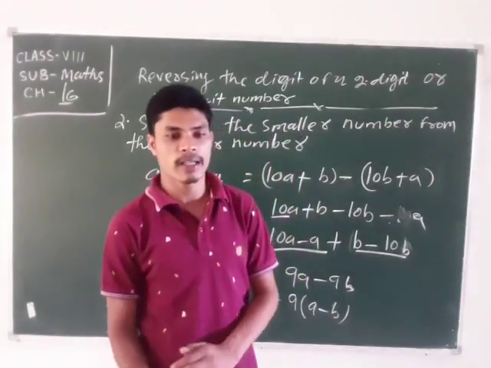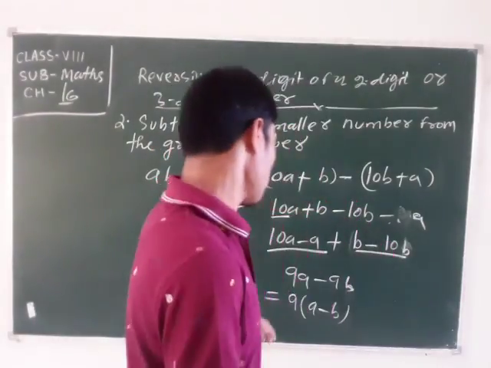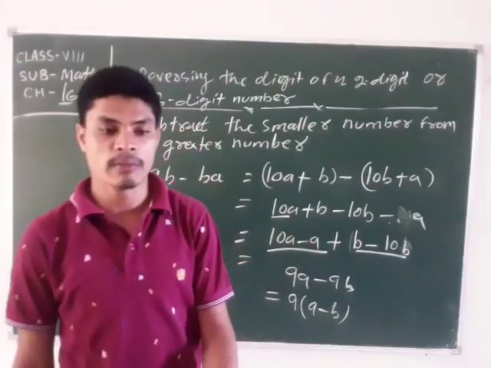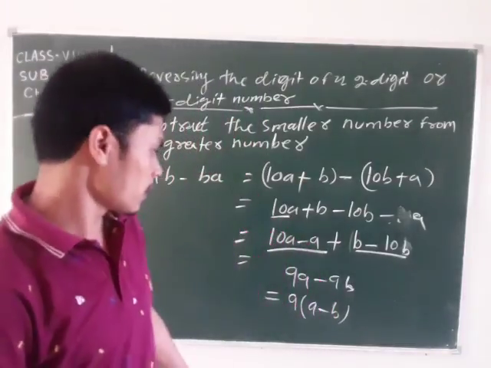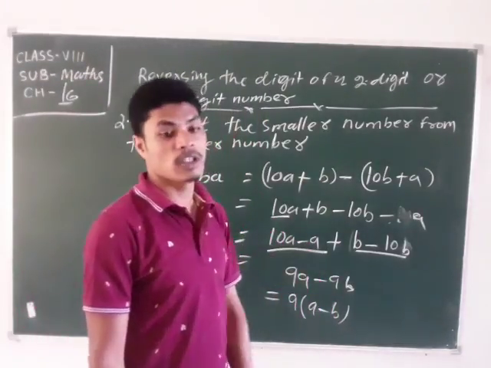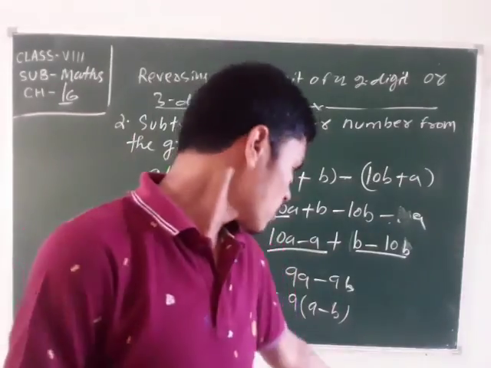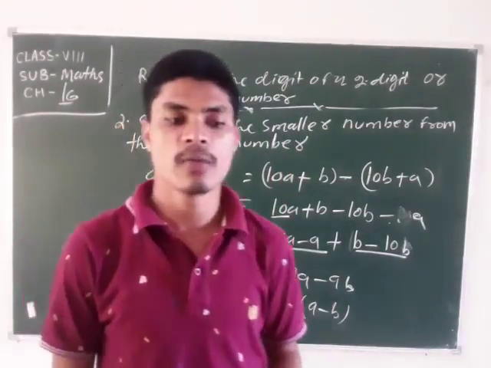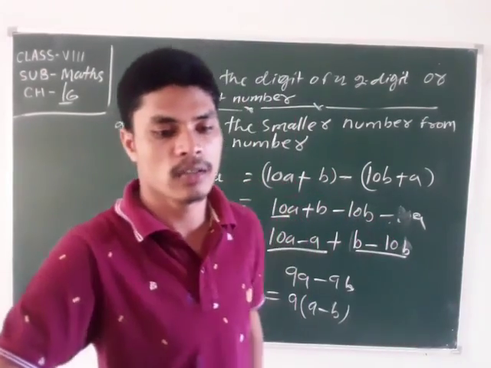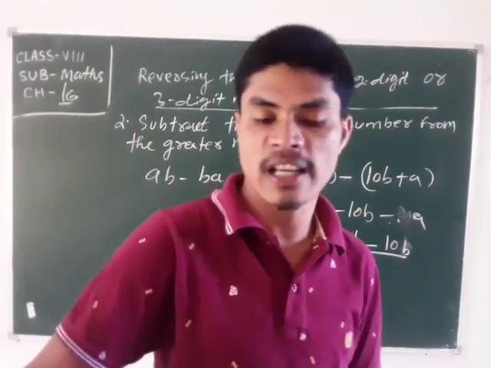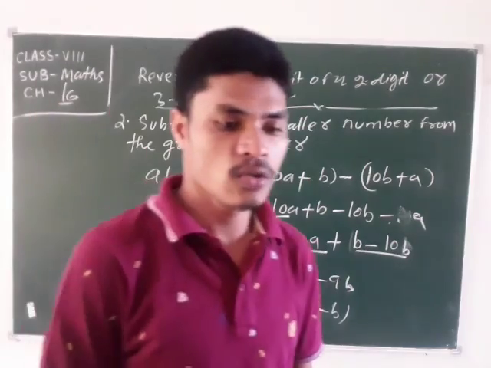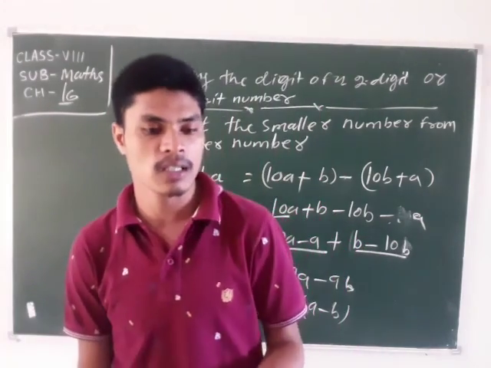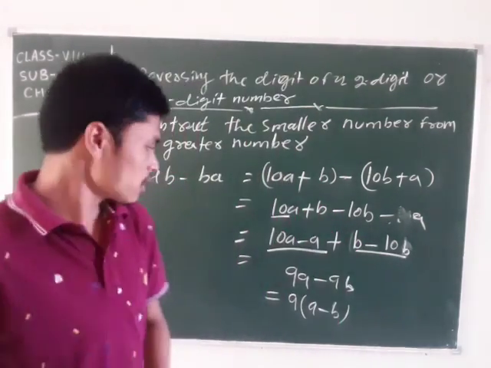When we divide, the quotient is always a minus b, because there is the 9. Clear about it? Then we can say that the difference of the two numbers is divisible by 9, and the quotient is a minus b. Okay, so the sum of 35 and 53 is divisible by 11, and we know that.